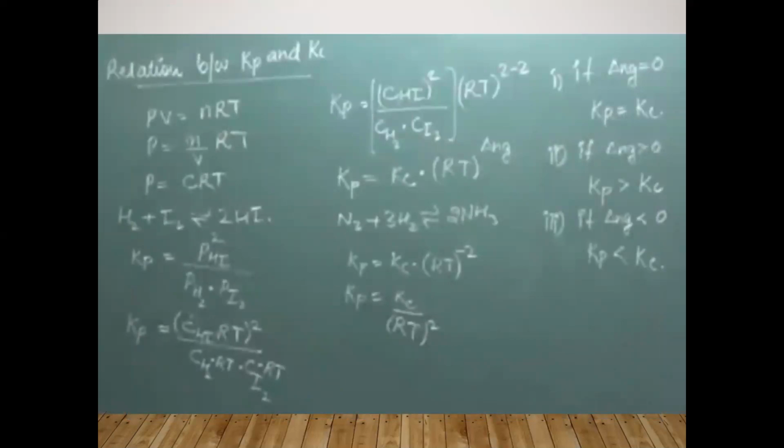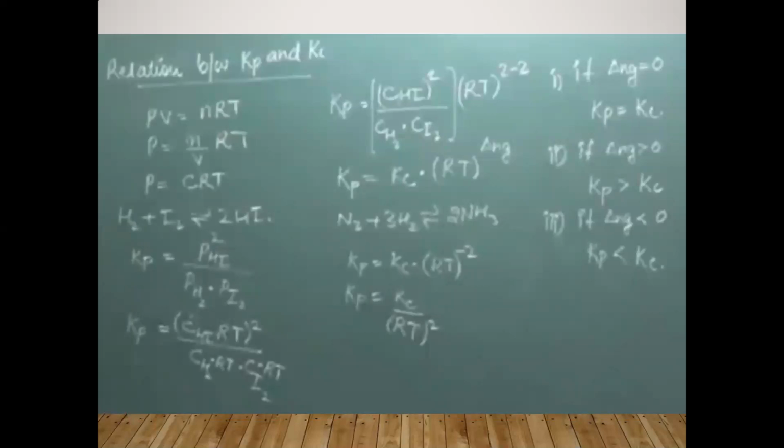Now just have a look at this reaction. For the previous reaction we have calculated already. Take one more reaction here: nitrogen plus hydrogen forming ammonia. What will be the Kp for this reaction? Kp is equivalent to Kc (RT) power delta Ng. What is delta Ng here? The number of moles of product, that is 2, minus the number of moles of reactant, that is 3 plus 1, 4. So 2 minus 4 is minus 2. Clear? So Kp is equivalent to Kc upon (RT) power 2, or Kp is equivalent to Kc (RT) power minus 2 for this reaction.